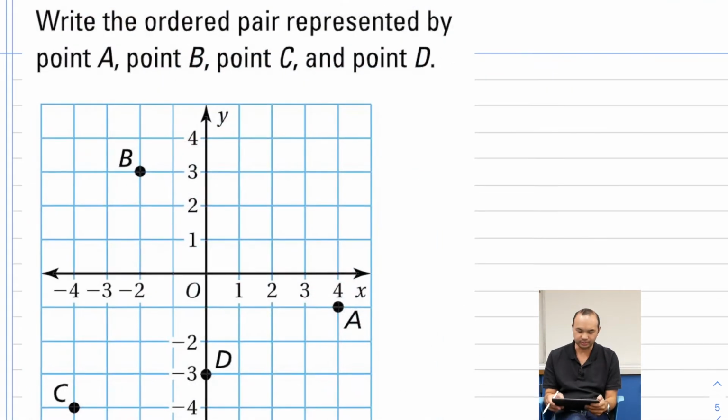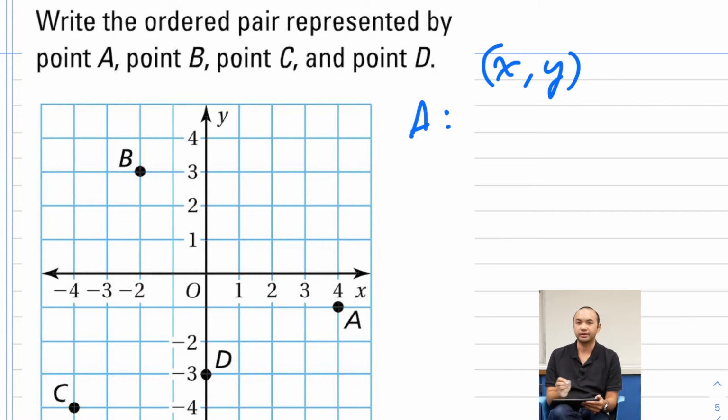So here it says, write the ordered pair represented by the points A, B, C, and D. We already talked about how you plot a point. Now for point A, you look over here and think about how you got there. First you're going to have your x and your y. That's an ordered pair, right? So this is the x and the y.